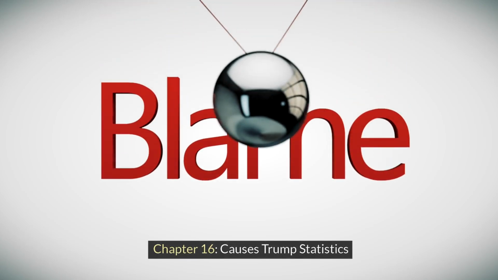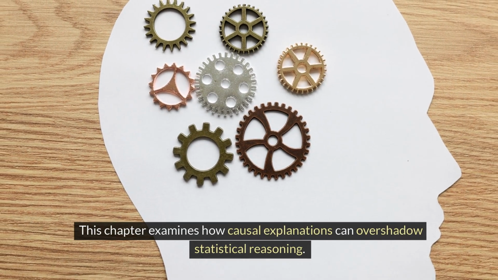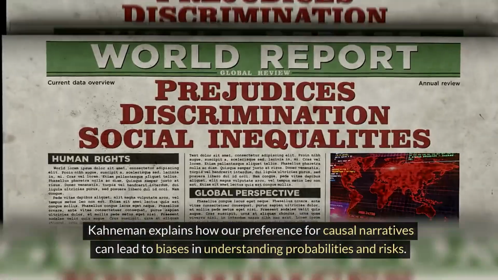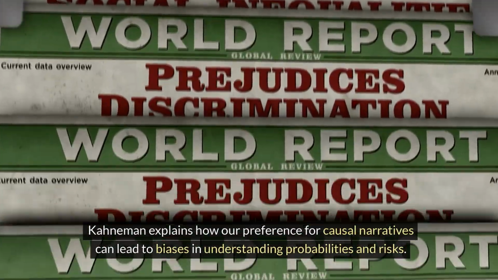Causes trump statistics. This chapter examines how causal explanations can overshadow statistical reasoning. Kahneman explains how our preference for causal narratives can lead to biases in understanding probabilities and risks.